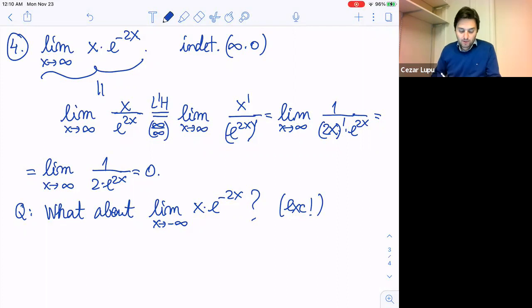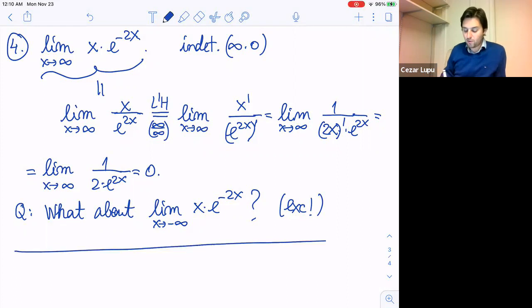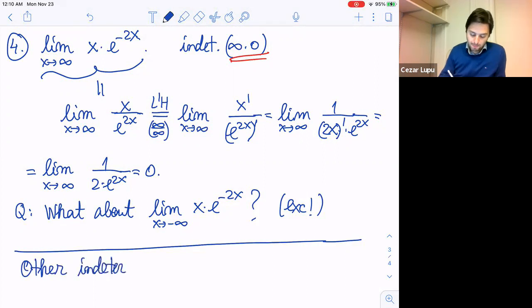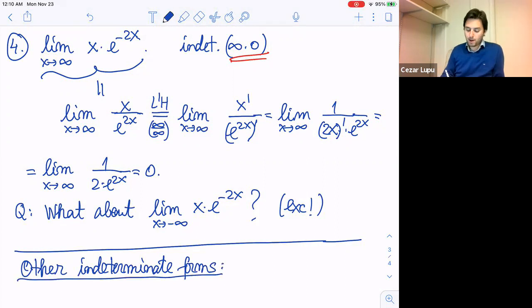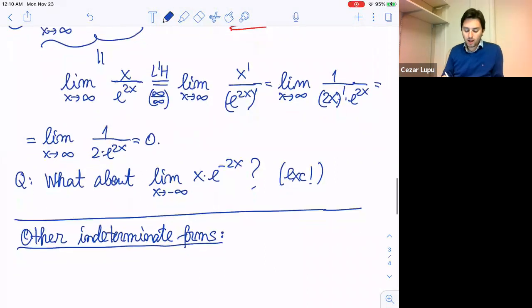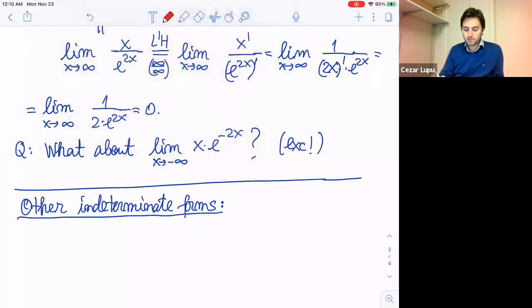Anyway, all right. Now let me veer towards saying a few things about other indeterminate forms, because I think I mentioned one of these. I mentioned infinity times 0, but I would like to mention others as well, so that you can see that we can apply L'Hopital rule in other cases as well. So, other indeterminate forms. Okay, this is important.